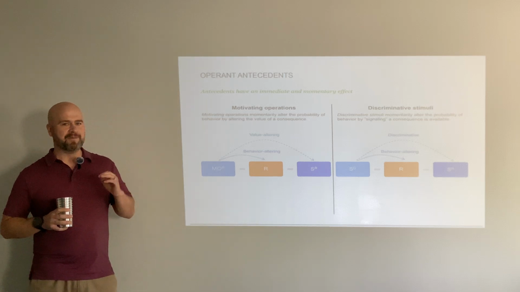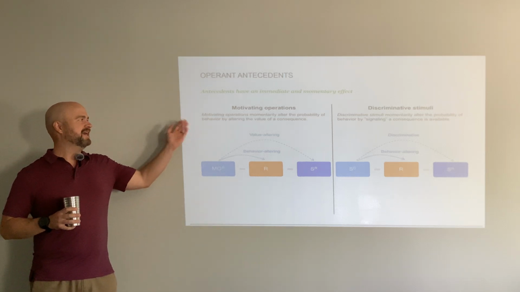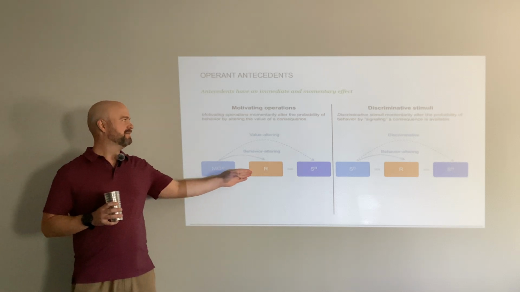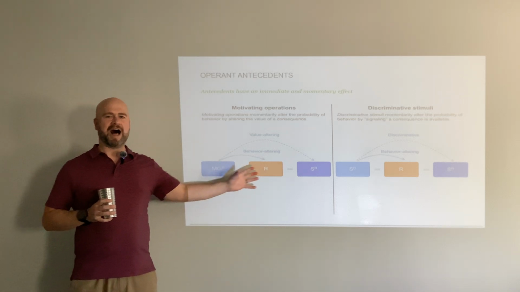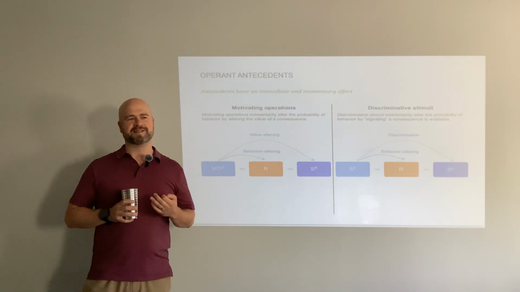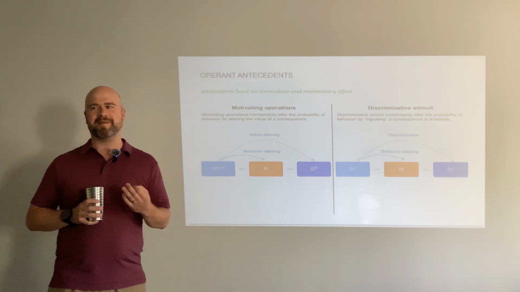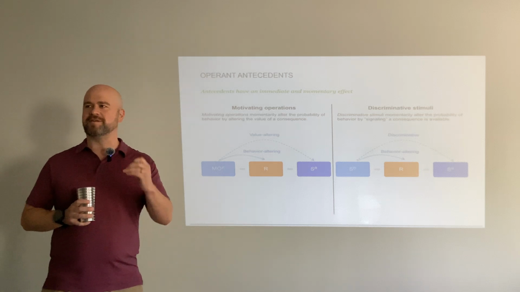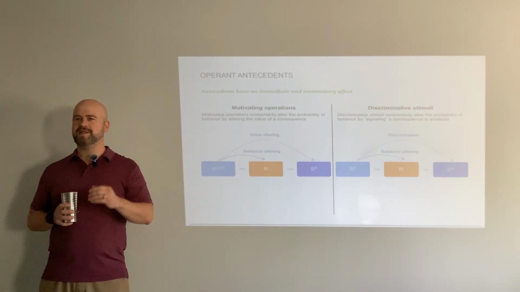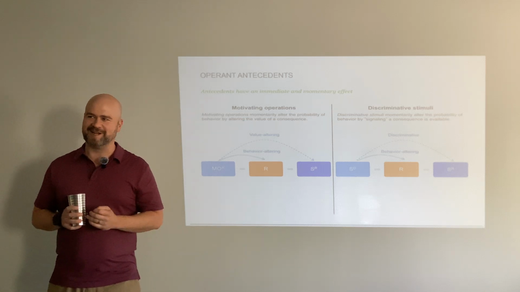Because when we're talking about motivating operations, they momentarily alter the probability of behavior by altering the value of the consequence. And when I first learned the value of the consequence, I didn't quite know what that meant. When it says it alters the value of a consequence, what does that mean to you guys? Maybe you guys have a good explanation for this idea.